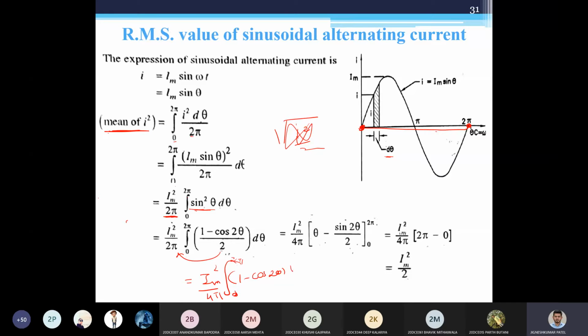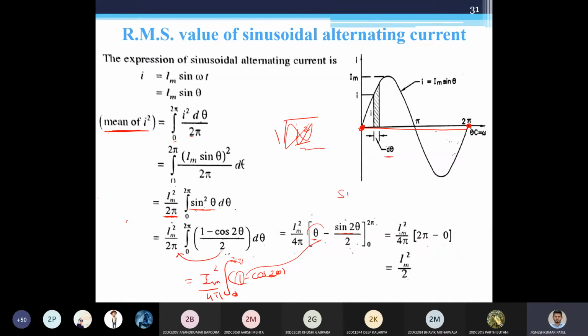If you integrate that 1, it becomes theta. The integral of cos 2 theta becomes sin 2 theta divided by 2, with the minus sign kept. Where did this theta come from? It is due to this 1. This is a constant, and if you integrate a constant, you get theta. So it is theta minus sin 2 theta divided by 2.